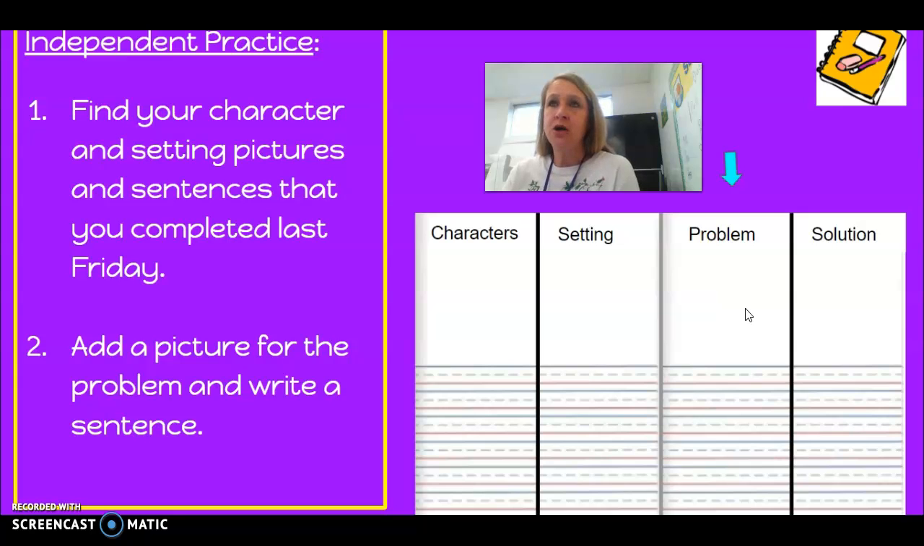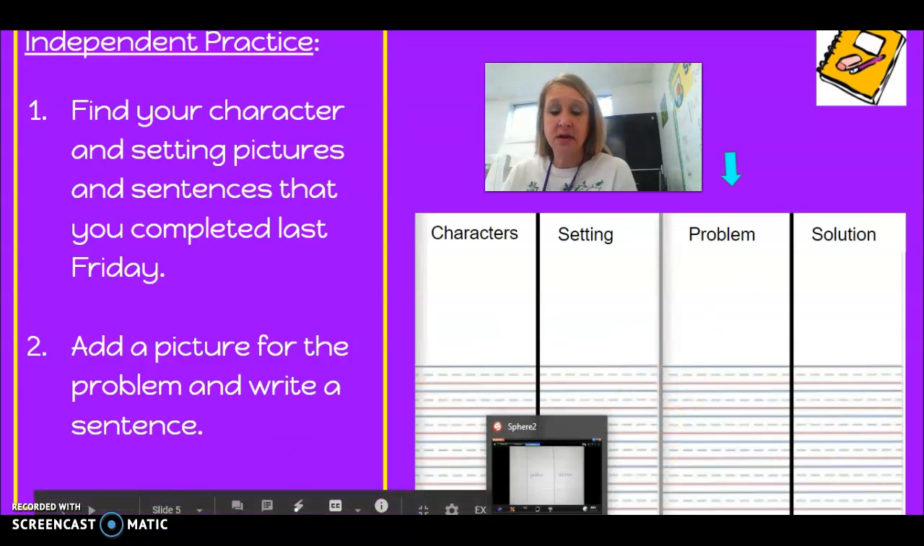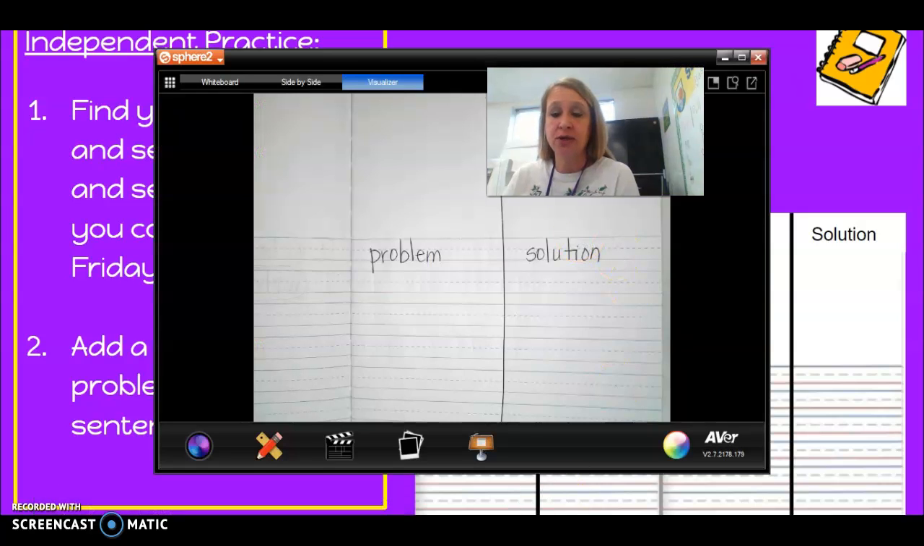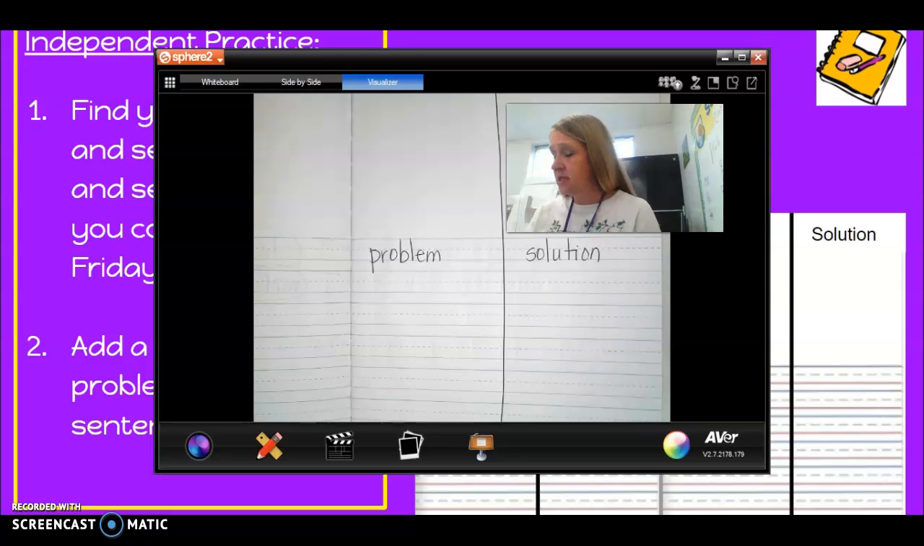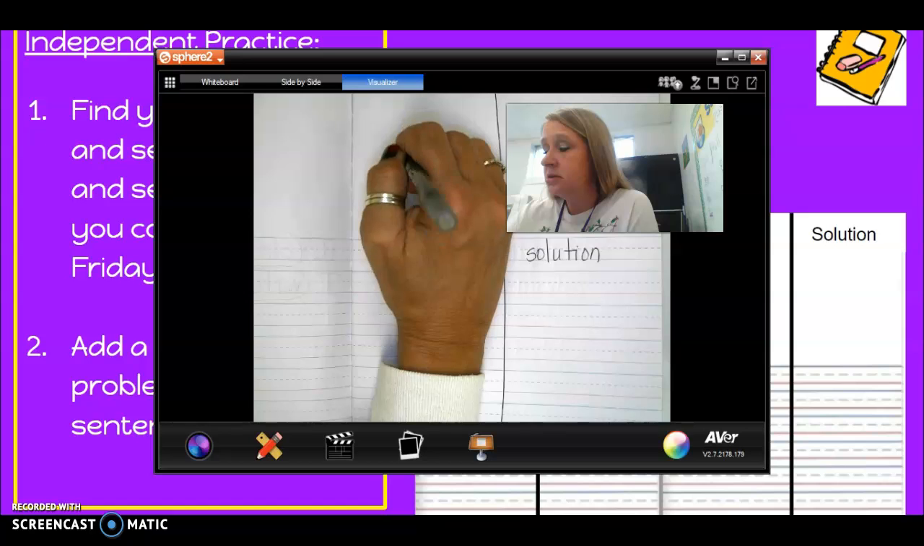Well, I know it's fall. That means it's fixing to get really cold, and there's not a lot of food when it gets cold. So his problem might be that he's running out of food. So let's add that to my graphic organizer. Okay, we're not going to do the solution today, so I'll just sit right there. My problem, okay, so he is going to be hungry.